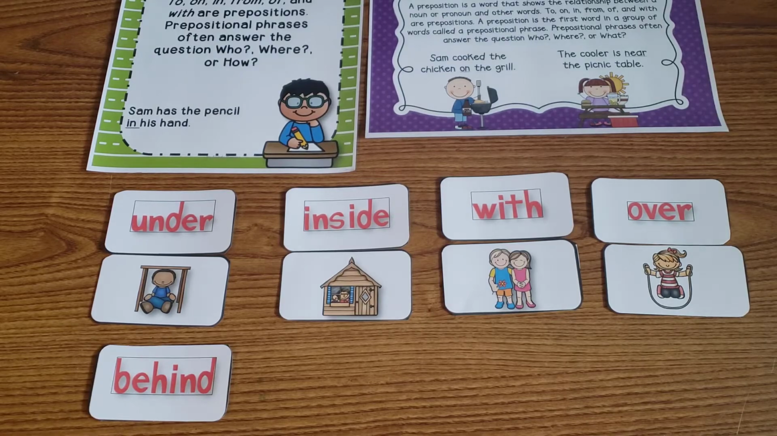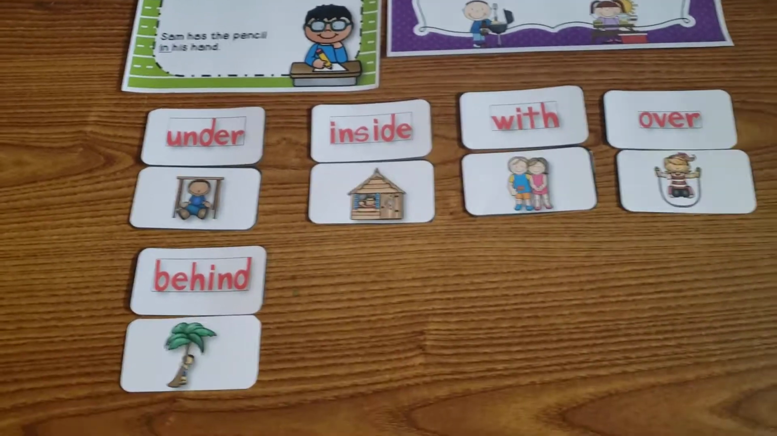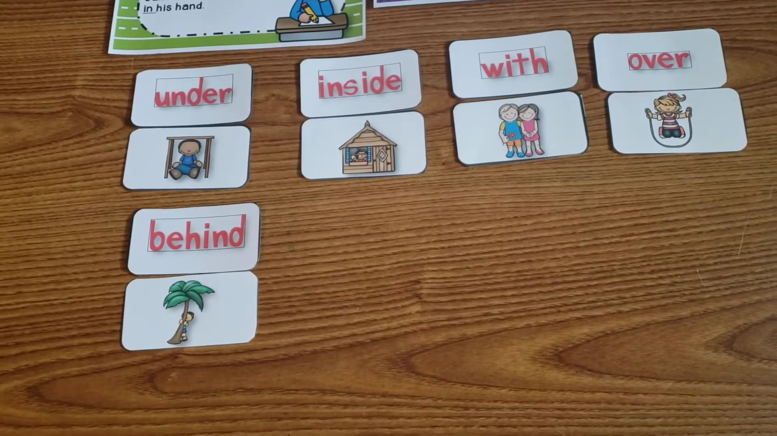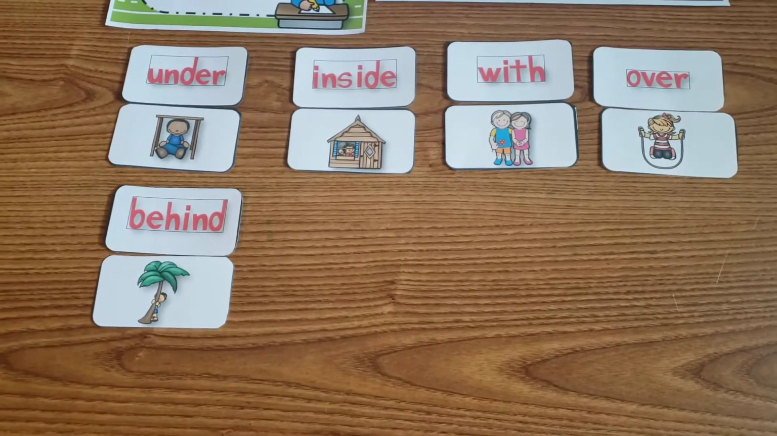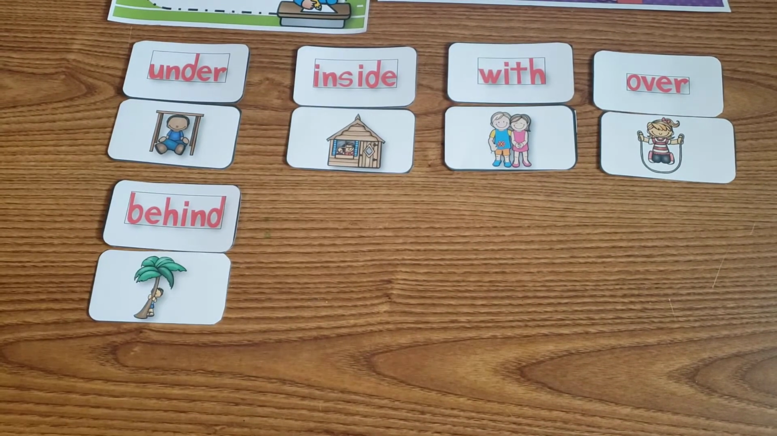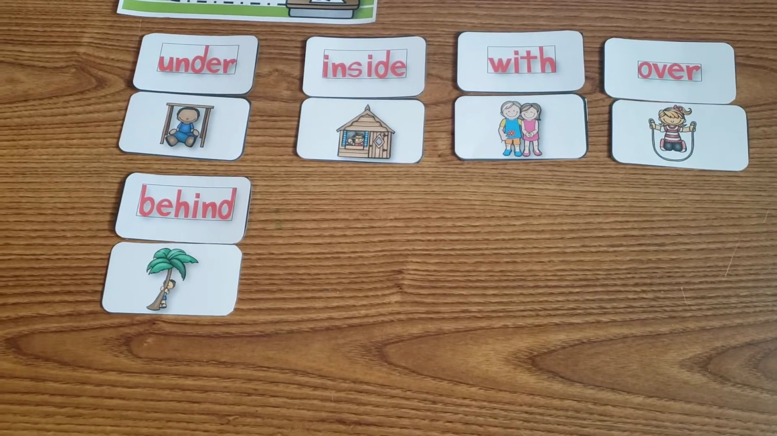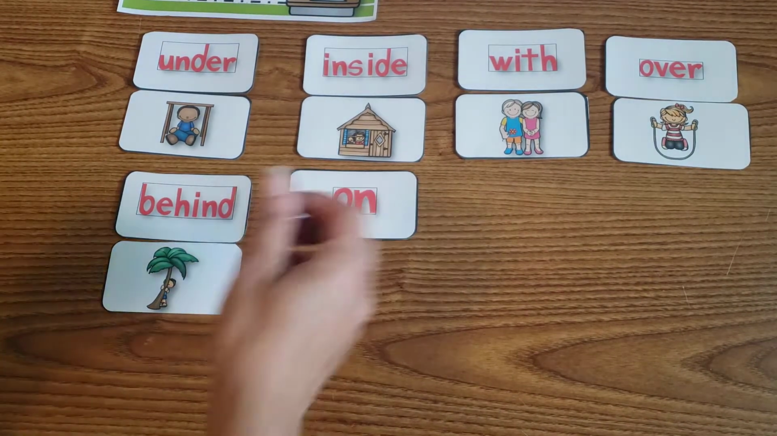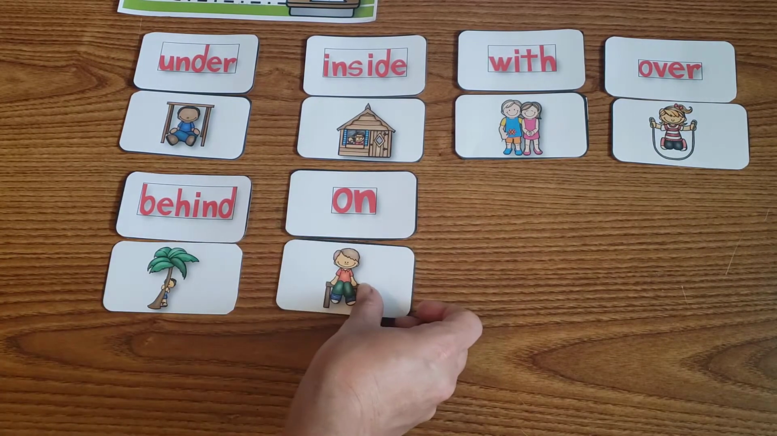Behind is a preposition. And here's the boy. He's behind the palm tree. Right, he's hiding behind. So these are all words that you've seen before, aren't they? Under, inside, with, over, behind. Here's another one. On is a preposition. And that boy is on the table.